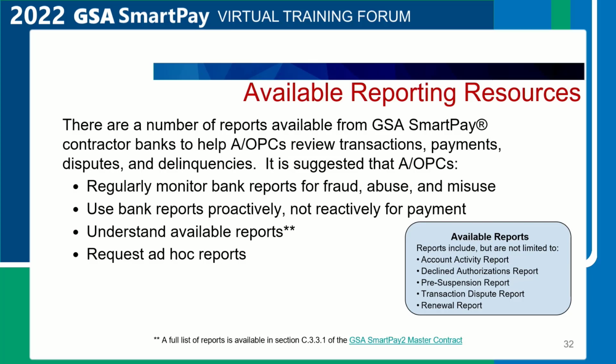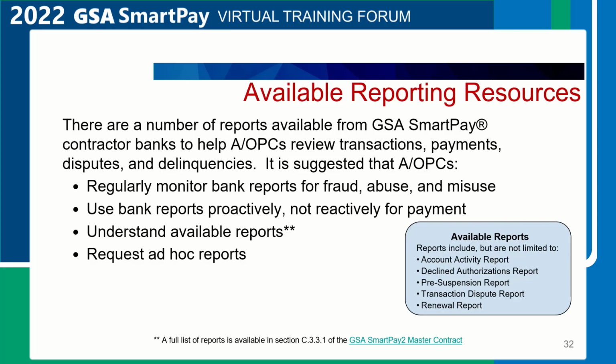There's also a pre-suspension and pre-cancellation report. These reports are important and list travel accounts that are eligible for suspension or cancellation as defined in the master contract. It identifies account name, account number, status, whether it's going to be suspended or canceled, the date of that status, and past due information. So this report can be used for delinquency control.